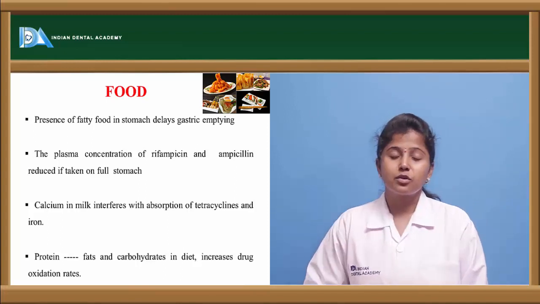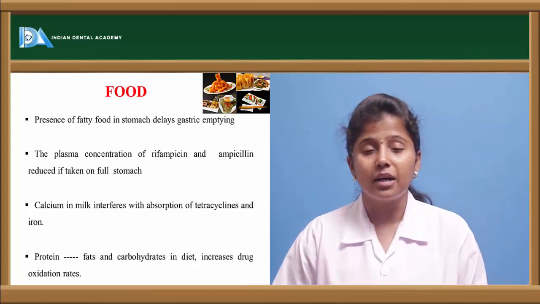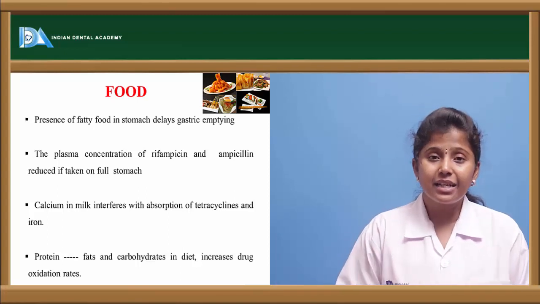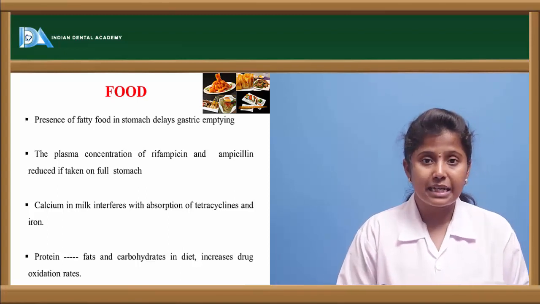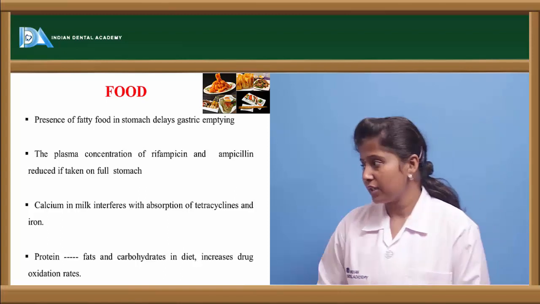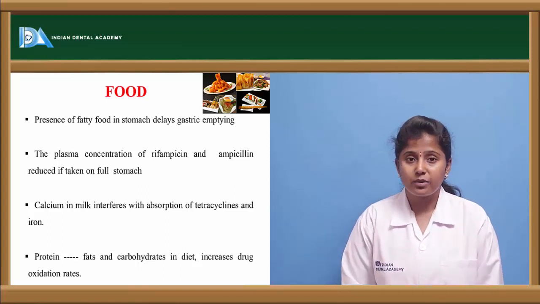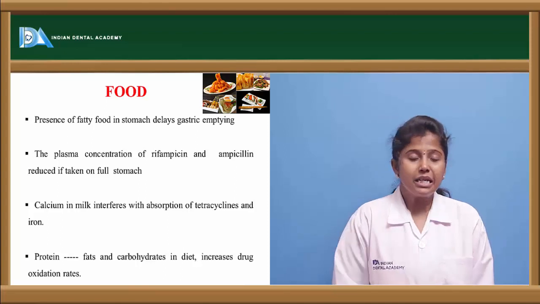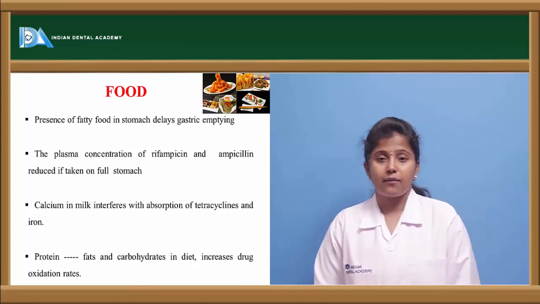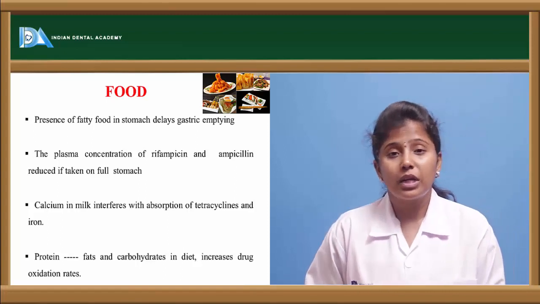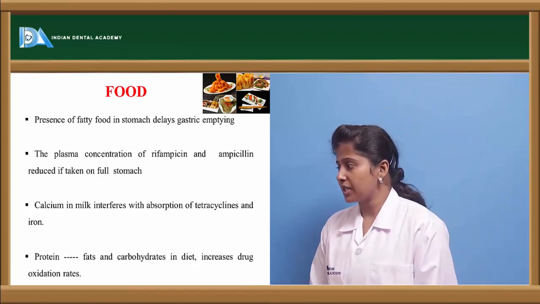And the calcium. The calcium which is present in milk, or the calcium present in the diet, will interact with the drug called tetracycline, leading to permanent staining of the teeth. And the proteins, fats and carbohydrates which are present in the food increase the drug oxidation level. So the drug will get oxidized more if proteins, carbohydrates and fats are present in the diet.